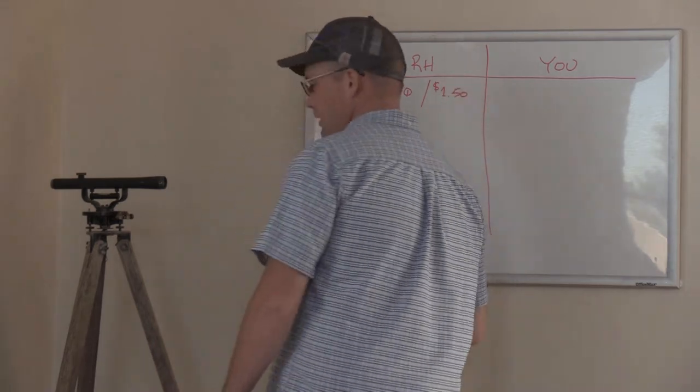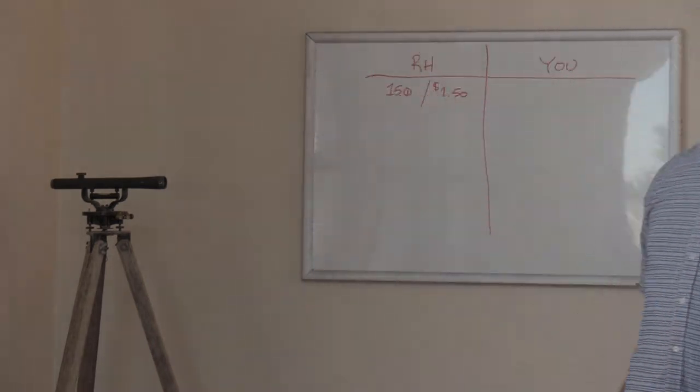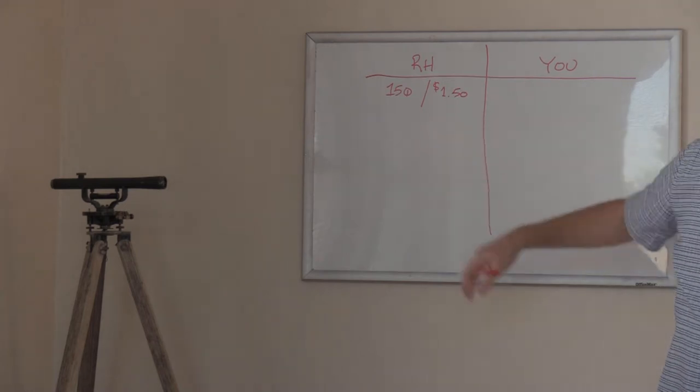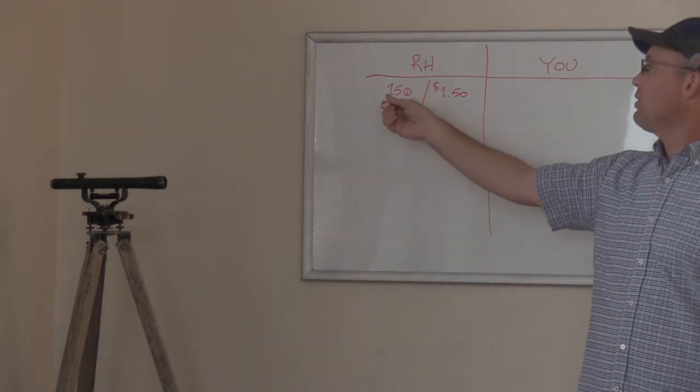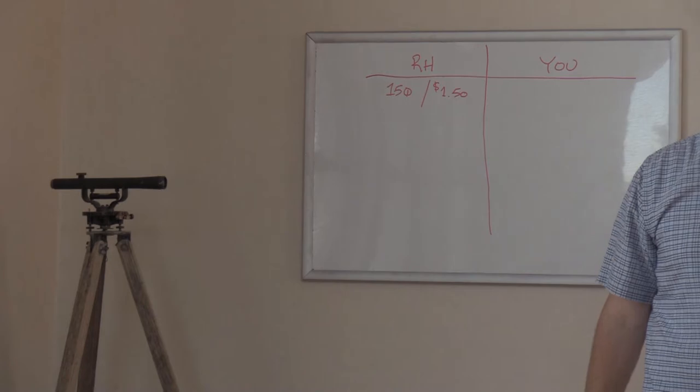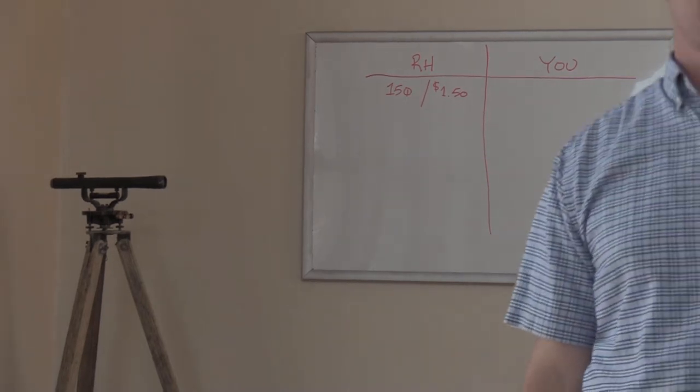So you can imagine this like a bank account over here. What Austin just did is he put 150 points in on the RH side of the deposit, the RH side of the account. Yes.